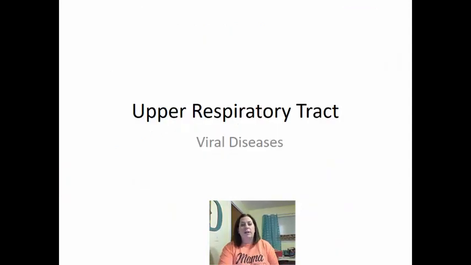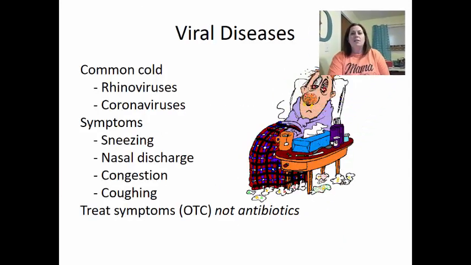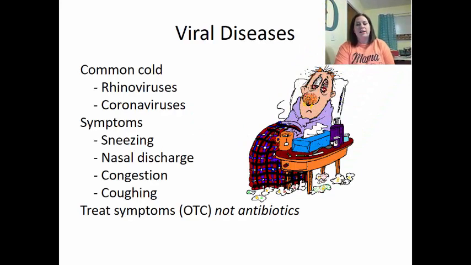So now we're going to look real quick at the upper respiratory tract and the viral diseases. The main viral disease of the upper respiratory tract is going to be the common cold. The common cold is caused by two different families of virus. These are the rhinoviruses and the coronaviruses. There are more than 200 different viruses that can cause the common cold. 20 to 30% of them have yet to be identified. The symptoms of the common cold include sneezing, nasal discharge, congestion, and coughing. The main way that we can treat these is we're just going to treat the symptoms with over-the-counter medications. We cannot treat them with antibiotics since these are a viral infection and not a bacterial infection.